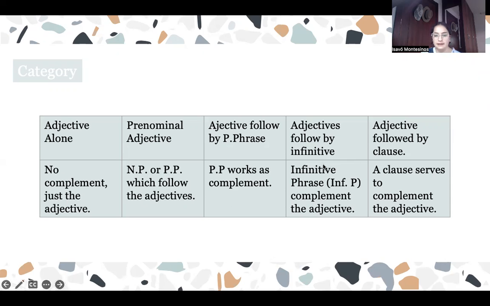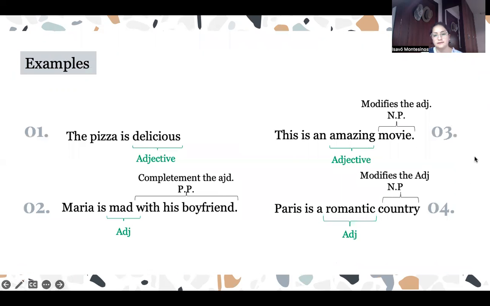Adjective followed by infinitive. The infinitive phrase will be the complement of the adjective, and the adjective followed by a clause. A clause serves to complement the adjective. Okay, here we have some of the examples. First sentence, the pizza is delicious. Delicious is the adjective. But here is an example of adjective alone because we are using the adjective as a complement, okay?